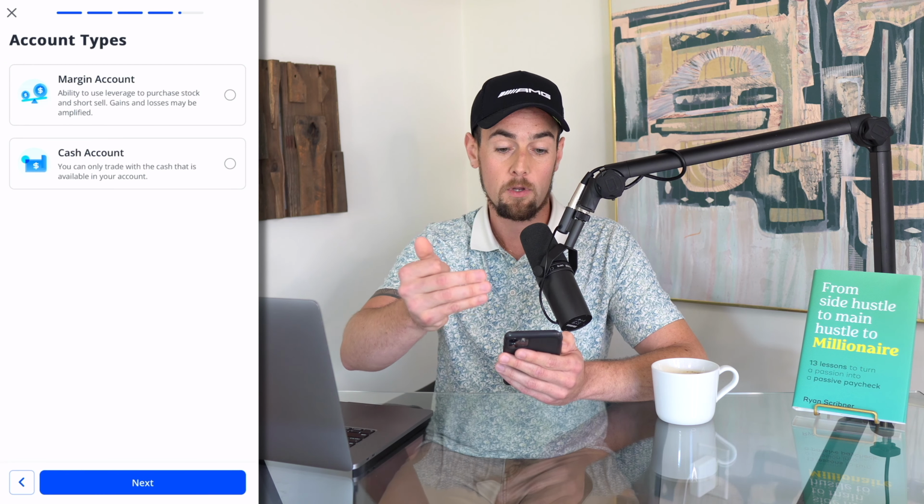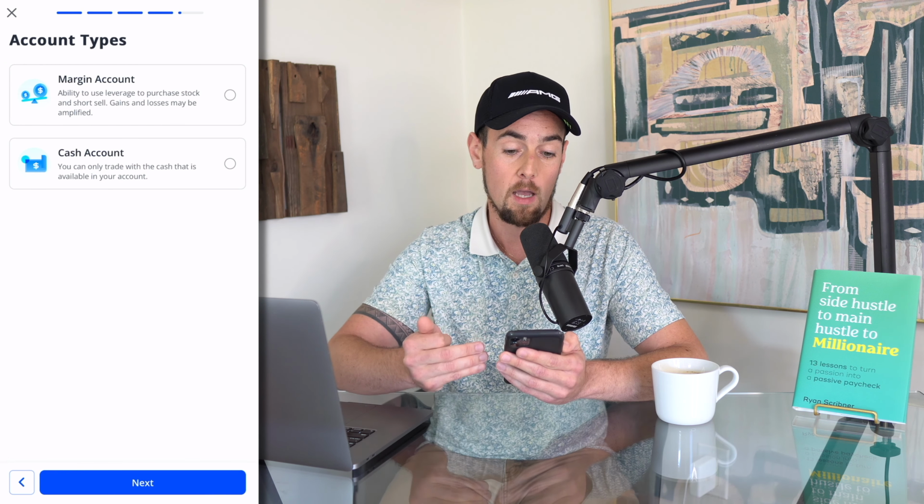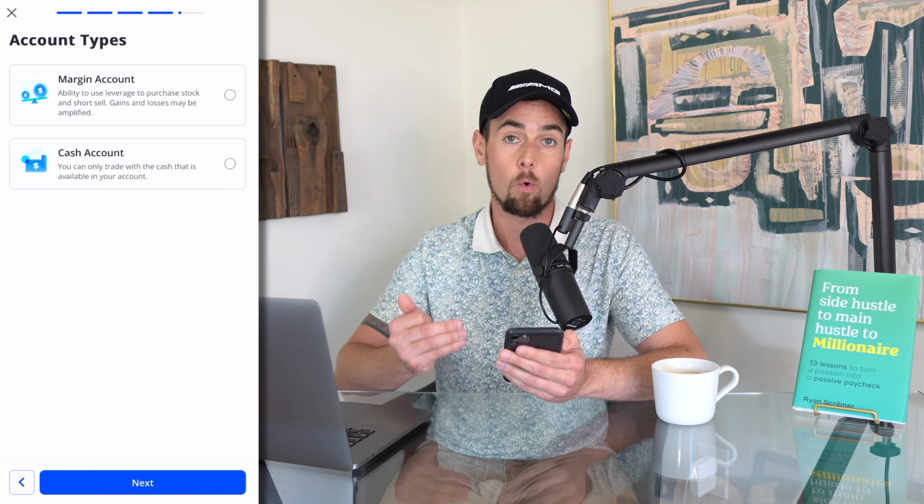And now you have a very important decision here to make of whether or not you want to open a margin account or a cash account.